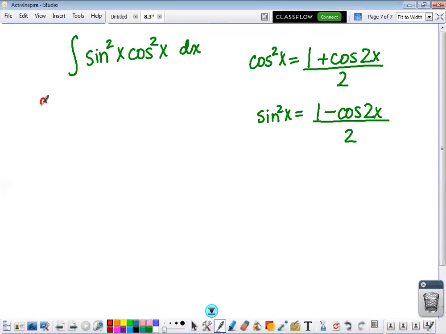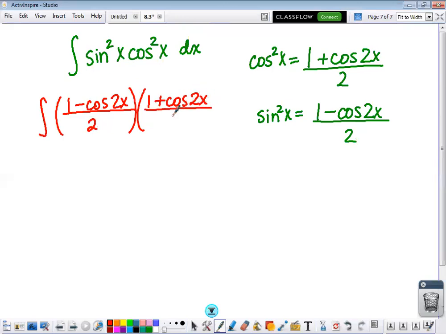All right, so we're going to substitute both of those expressions in. This is what you would have to do if their powers are both even on sine and cosine. Okay. So then I can FOIL this out. Well, if you notice that what you have here is basically conjugates. You have A minus B times A plus B.